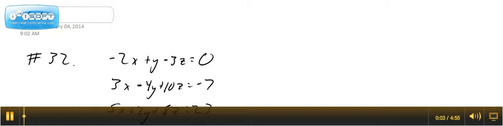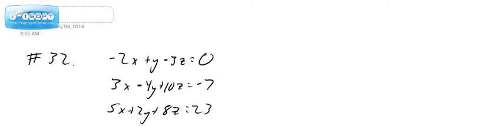6.1 on number 32, we are asked to solve this system of equations, but since it's 6.1, we can't use our calculator, so we will be using Gaussian elimination. So the first step is to put this in an augmented matrix, which I've done right here. This is just the augmented matrix taken from that system of equations with x, y, z, and then going down. That's pretty self-explanatory.